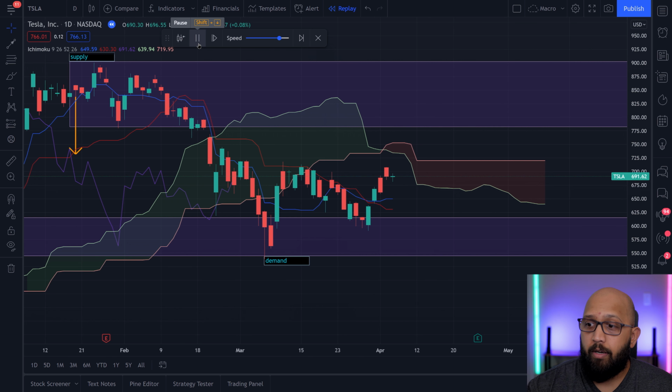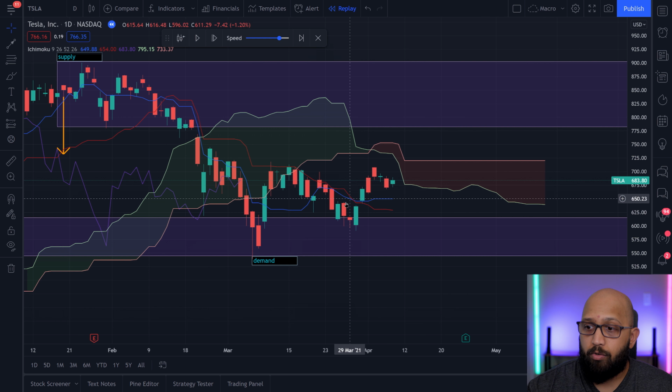So if we continue here, we can see that we have this cross right here where the blue crossed above this red line here. Could also see that the Chikou is starting to get above the price at that point, which could be a good sign. But we have this cloud here, and this is span B above span A. So what does that tell us? That means that this is going to be resistance here. This is a resistance level.